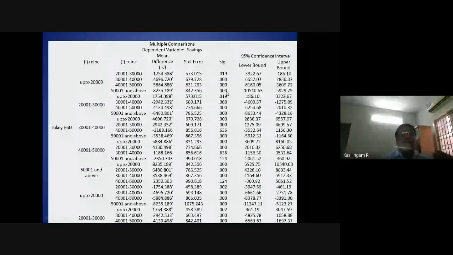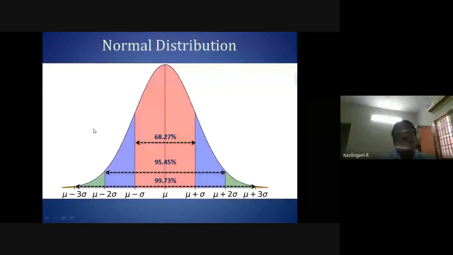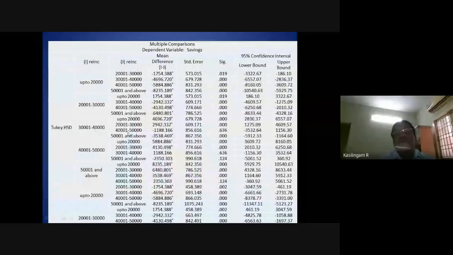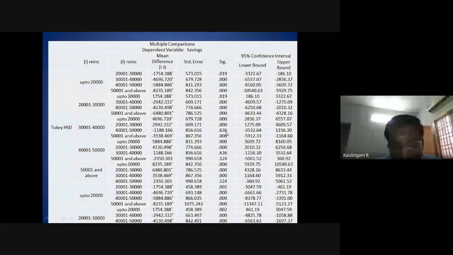Now, we know that between 30,000 to 40,000 and 40,000 to 50,000 there is no difference, right? So now see here, 30,000 to 40,000 and 40,000 to 50,000: 0.636, which means there is no difference. So this is similar to Tukey.